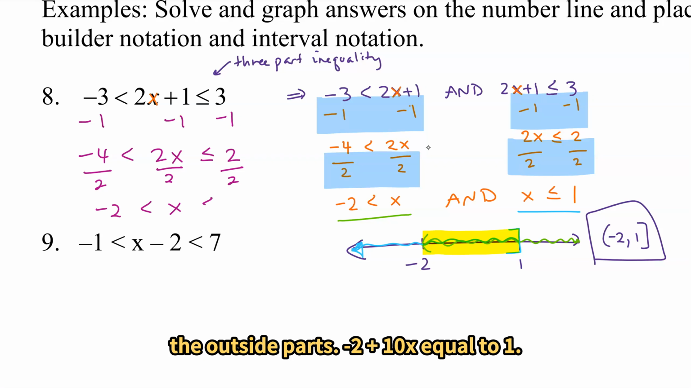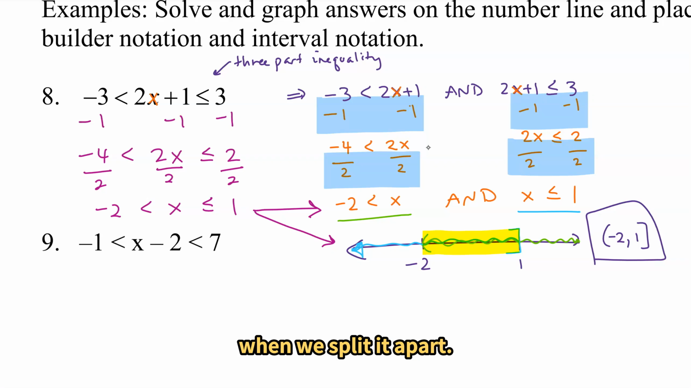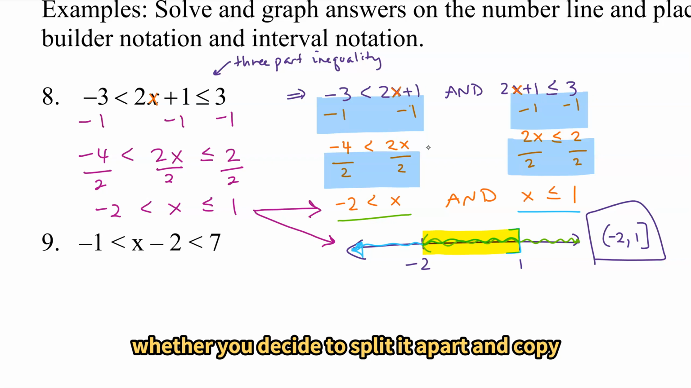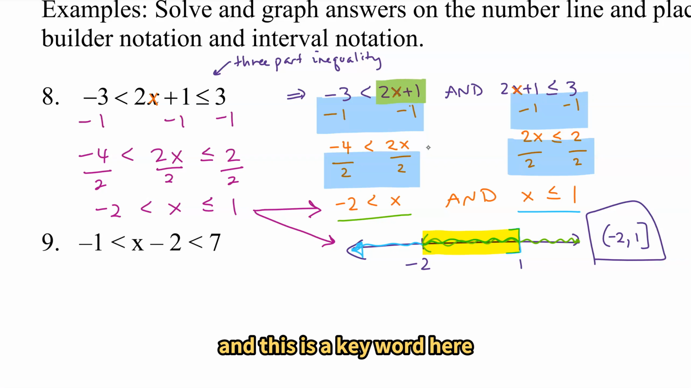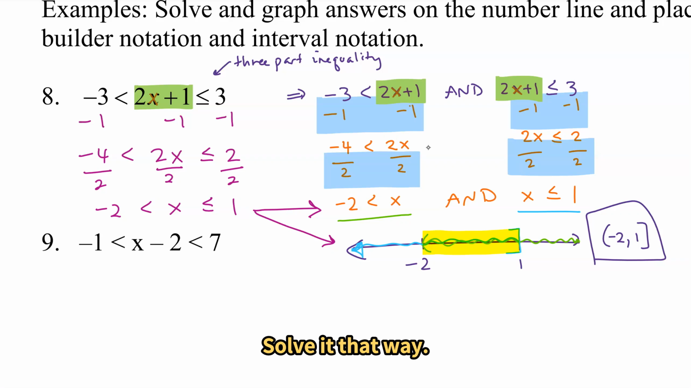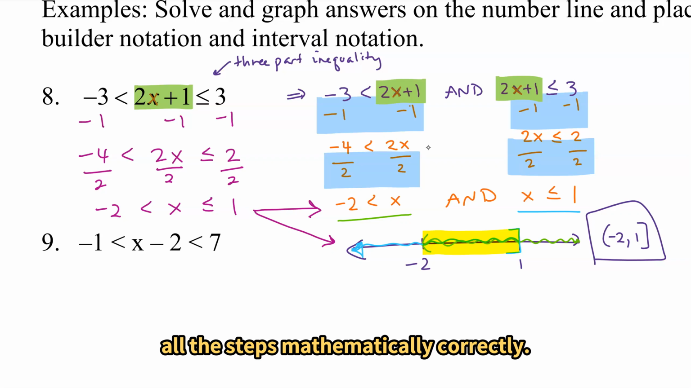-2 less than x less than or equal to 1, and we get exactly the same answers that we did when we split it apart. It doesn't matter which way you use it, whether you decide to split it apart and copy, and this is a key word here, copy over the entire middle expression, solve it that way, or keep it as a three-part inequality and solve it all at once. Either way is perfectly acceptable. You'll get the same answer. Just make sure that you do all the steps mathematically correctly.